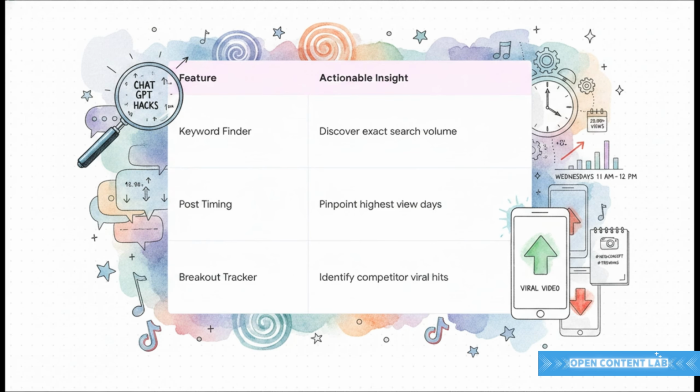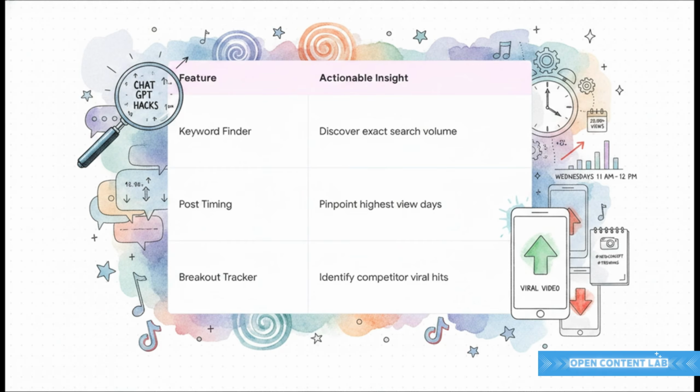By using in-app analytical tools, you can access a keyword finder to see real audience search volumes. Like, you might discover people are heavily searching for ChatGPT hacks right now. You can also pinpoint post timing. For example, some creators found that posting on Wednesdays between 11 a.m. and noon consistently yielded over 20,000 views for their specific niche.